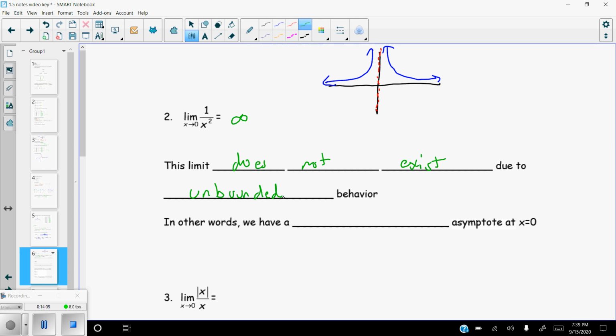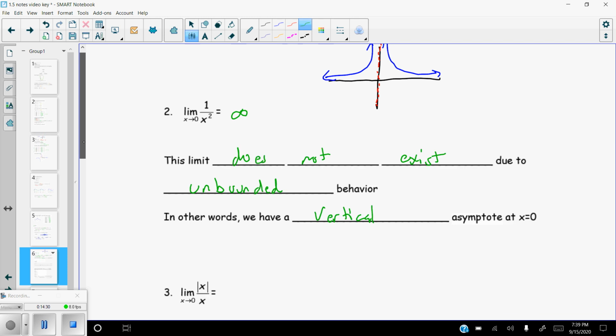In other words, what you actually have there, and you already knew this, is a vertical asymptote at x equals 0. So if you see a limit of infinity, or likewise a limit of negative infinity, it just means that you have a vertical asymptote there, and the limit fails to exist in either the positive or negative direction. That's what it's trying to tell you.